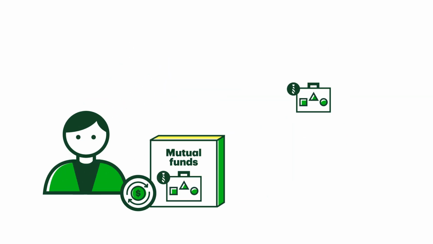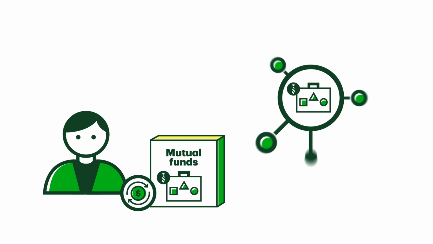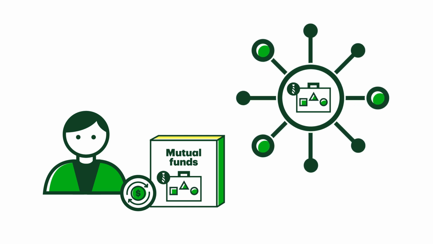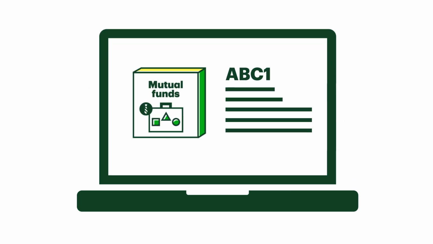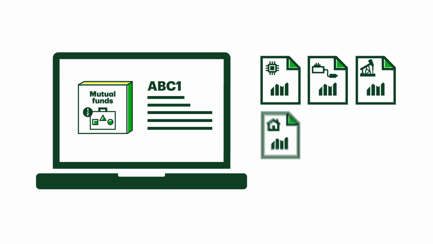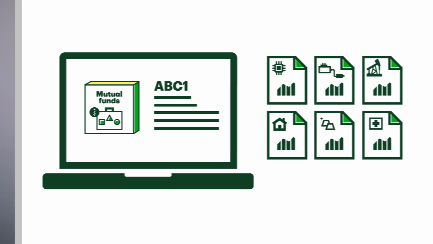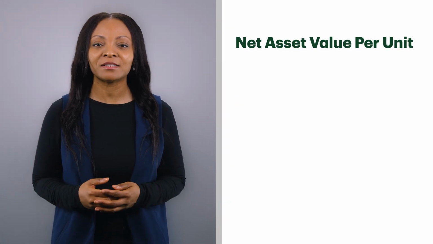When you buy units of a mutual fund, you become an owner of the fund itself, not the individual assets that the fund invests in. Think of it this way. When you look at the holdings in your account, you only see the mutual fund symbol, not everything the mutual fund invests in. The value of each unit is known as the net asset value per unit, or NAVPU.